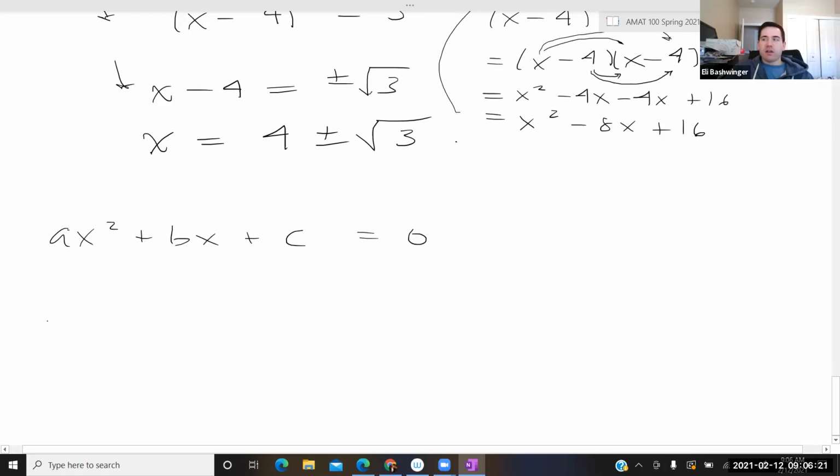So you're going to divide. Again, we're going to assume that a is not 0, because if a is 0, then we just have a line, right? And we already know how to deal with linear equations. So we're going to assume a is not 0. That means we can divide both sides by a.